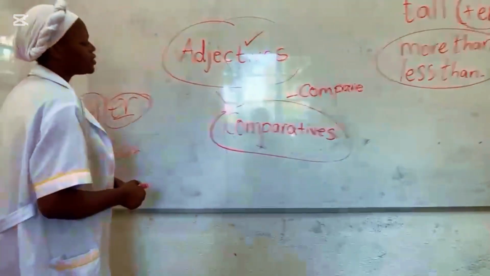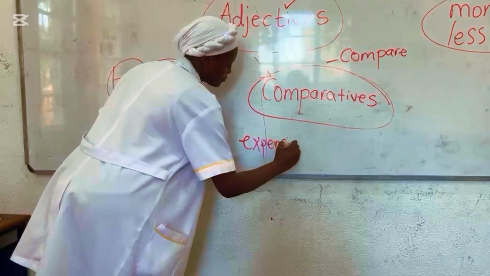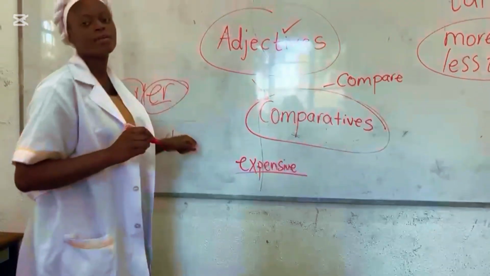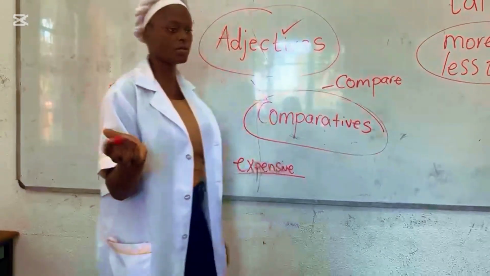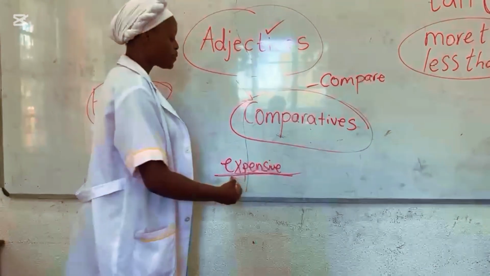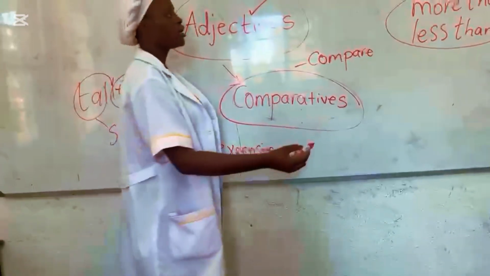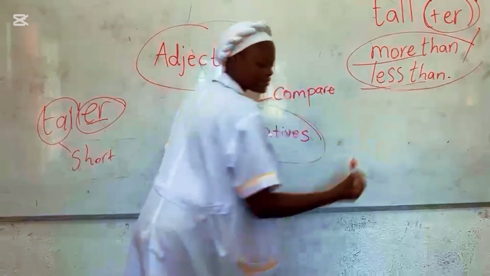Okay? There are words like expensive. Do you say expensiver? Of course not. Expensive is a long word. So if expensive is a long word, we add more than or we add less than.